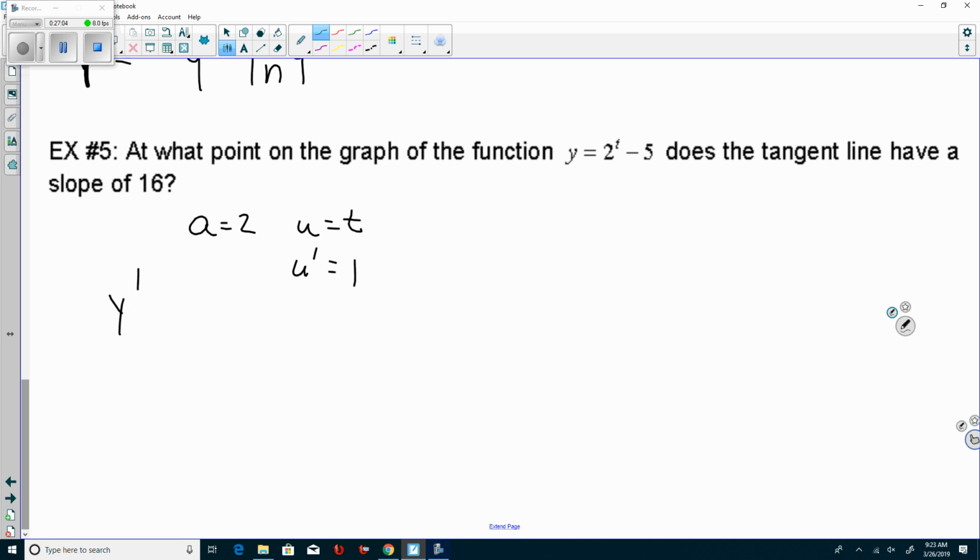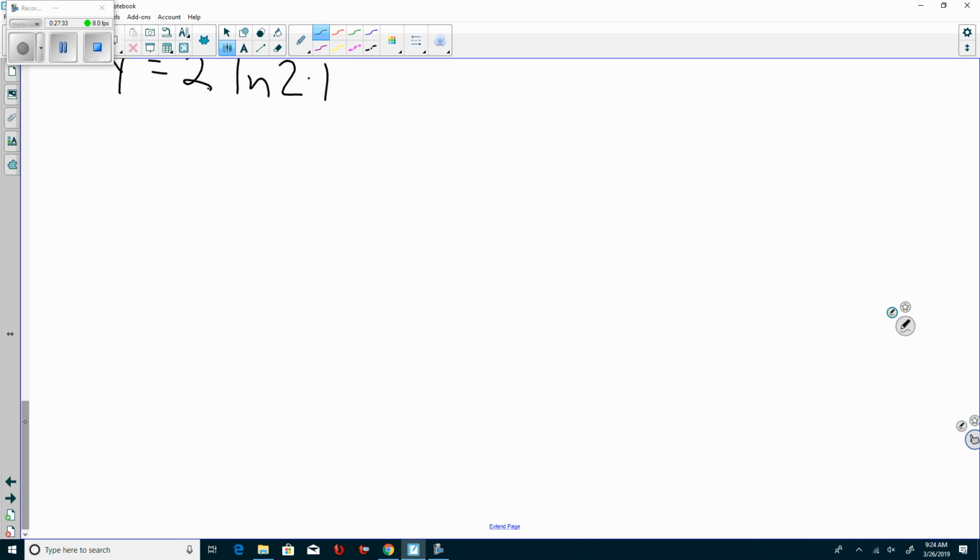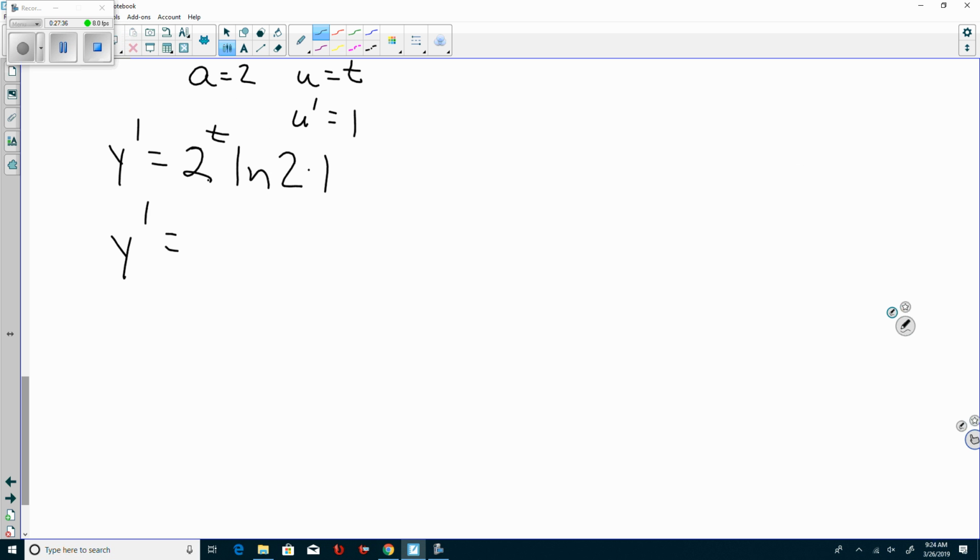So y prime equals, you have 2 to the t. There's your power, so your a is 2, u is t. That derivative is 2 to the t power, ln of 2, which is your a, times the u prime, which is just 1. I just threw it in there, you don't have to. The derivative of negative 5 is 0. Remember, the derivative is the equation for a slope at any point. So you have y prime equals 2 to the t ln 2.